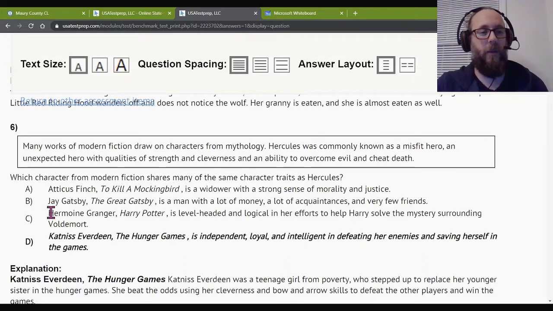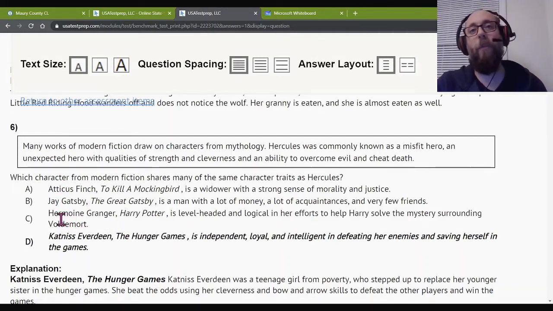Okay, let's look at B. Jay Gatsby from The Great Gatsby. I've heard of it, but I haven't read it. Is a man with a lot of money, a lot of... What is this word? I don't know what this word is. Now, if you take the time to sound it out, it's acquaintances and very few friends. Does that sound like Hercules? Nope. So I can eliminate that one easy.